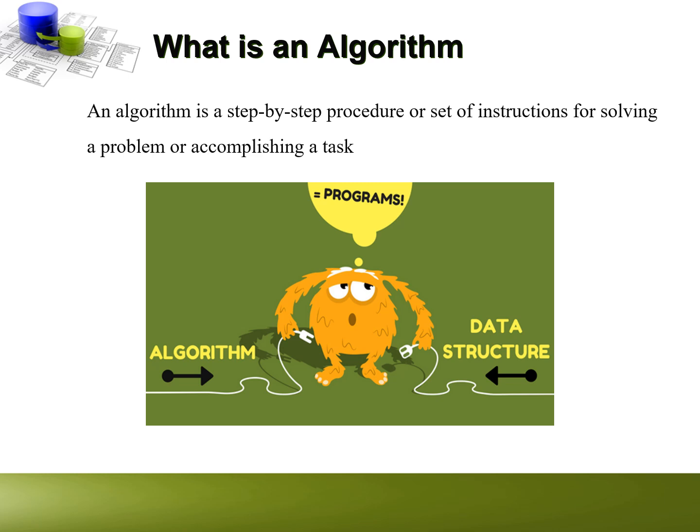I think if you have done O levels, A levels, or the IT field, you have some idea about algorithms. It's okay. We discuss now what is an algorithm. An algorithm is a step-by-step procedure or set of instructions for solving a problem or accomplishing a task. It is a sequence of well-defined computational steps that transform input data into output data.